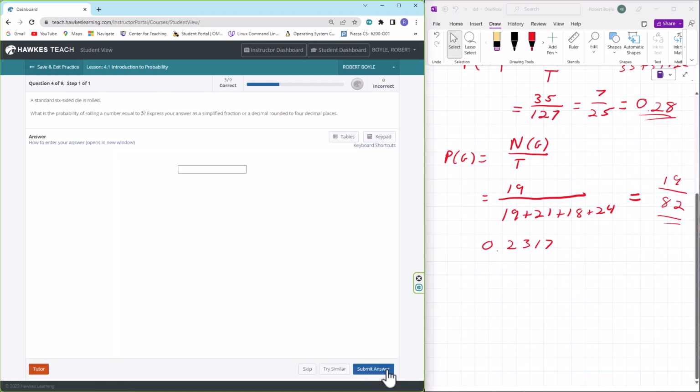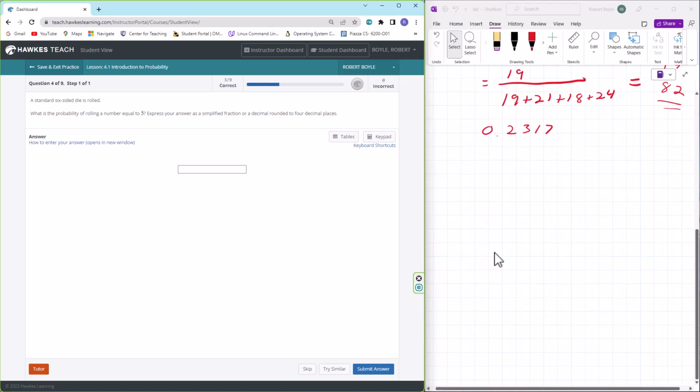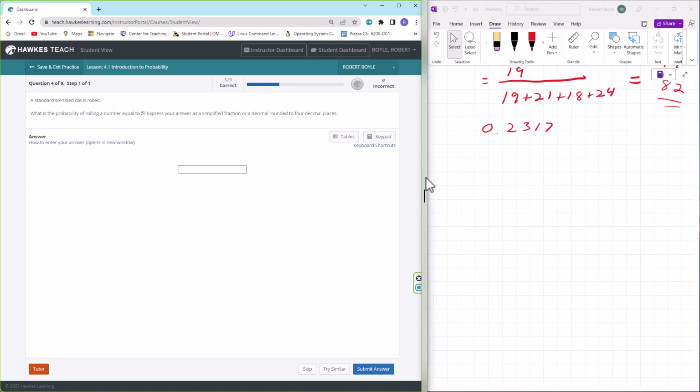And that brings us to 4. We're almost halfway there. We have a standard 6-sided die that is rolled. What is the probability of rolling a 5? And we can express our answer as a simplified fraction or a decimal rounded to 4 decimal places. This should be straightforward for most of you.